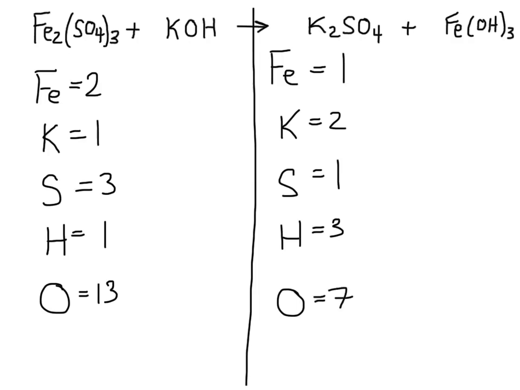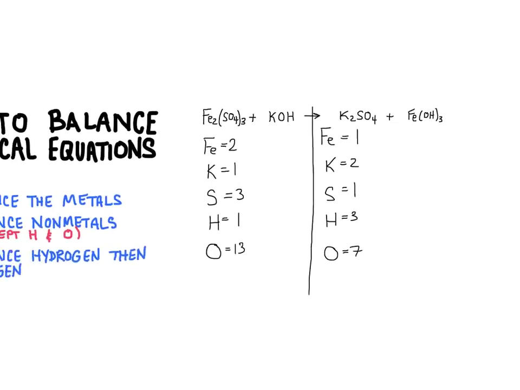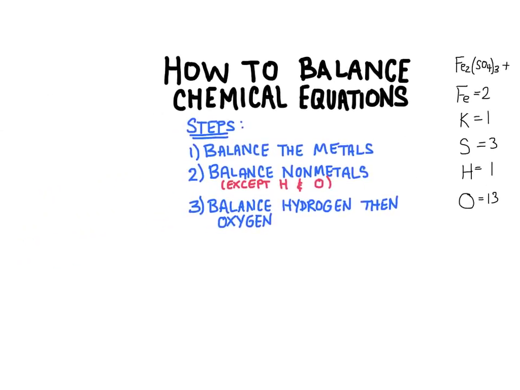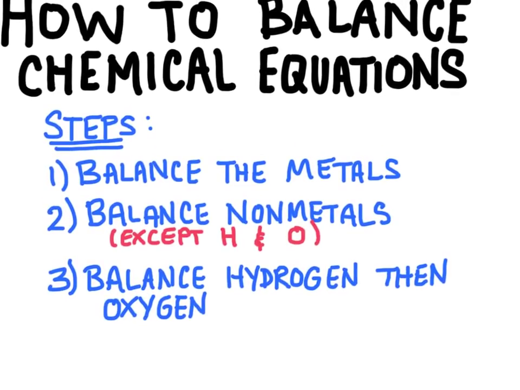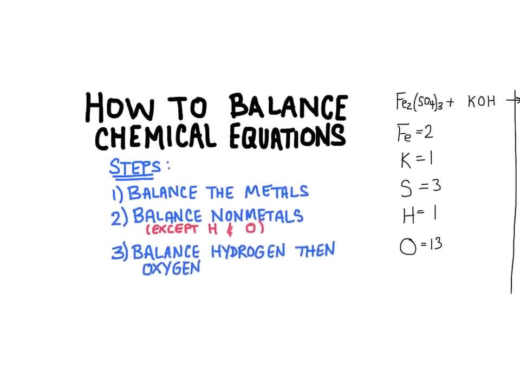Now the goal of balancing is that we get these numbers to equal for each of these elements. So both of those should be the same, both of those should be the same, and so on. So that's our goal. Here are the steps to be able to reach that goal. These are steps to balancing chemical equations. The first step is that we're first going to balance the metals. We're going to make sure the metals balance each other.